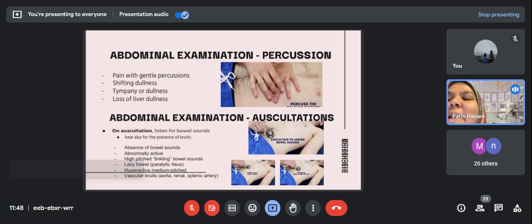So we look for any absence of bowel sounds, which may be indicative of paralytic ileus, peritonitis, or any obstruction. If the bowel sound is abnormally active or hyperactive, it may suggest diarrhea, gastroenteritis, or inflammatory bowel disease. Lazy bowel, such as paralytic ileus. And last, we should listen for any presence of bruit, which is the presence of turbulent blood flow caused by any arterial aneurysm or atherosclerotic-related stenosis.